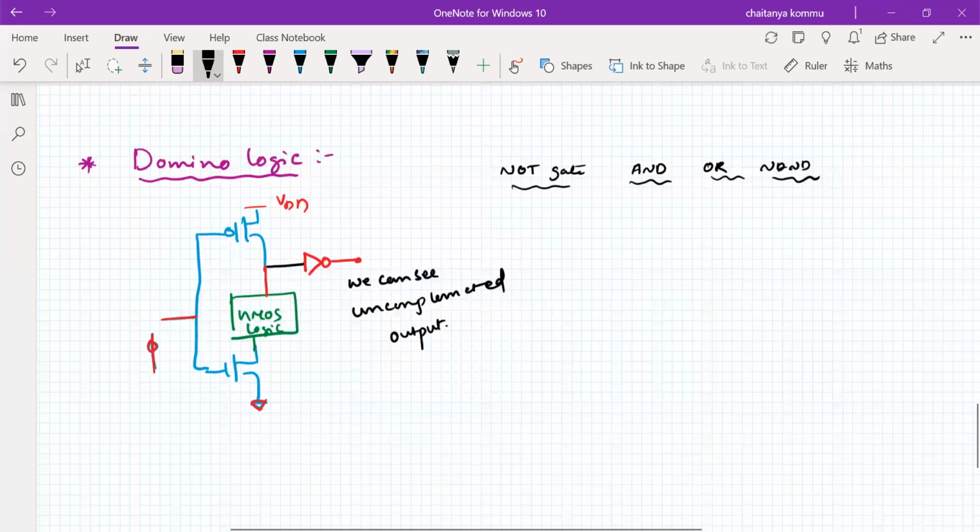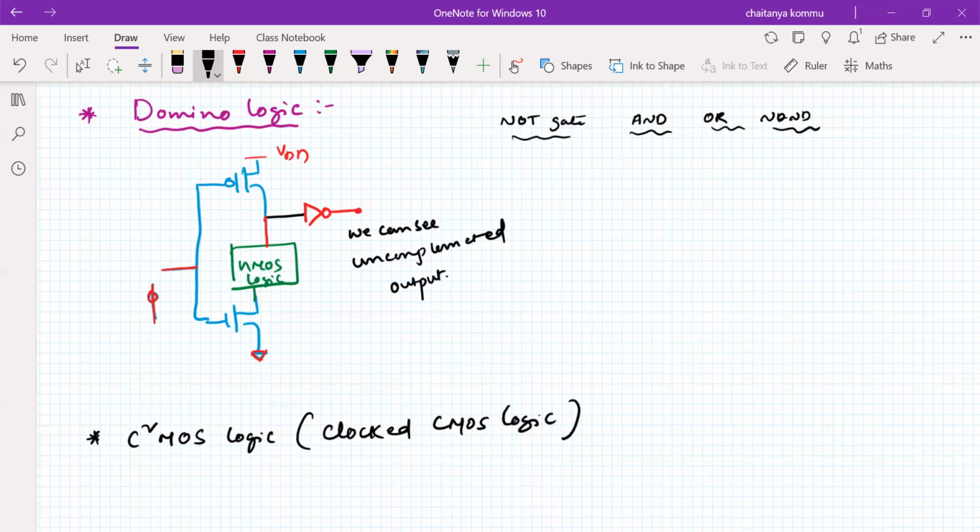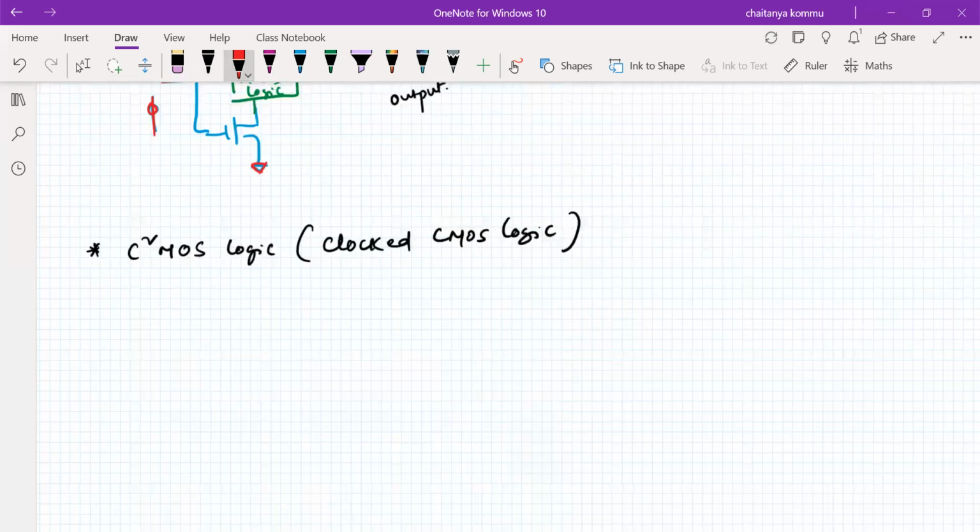Another important one is C-square-MOS logic, which is called clocked CMOS logic. This is also another implementation in CMOS logic. What we do here is that we use PMOS logic, and of course we use NMOS logic.